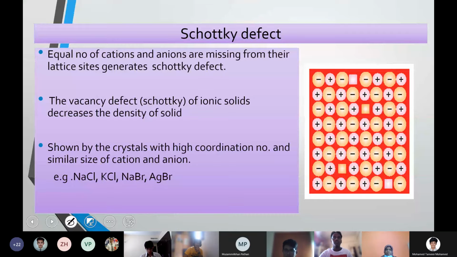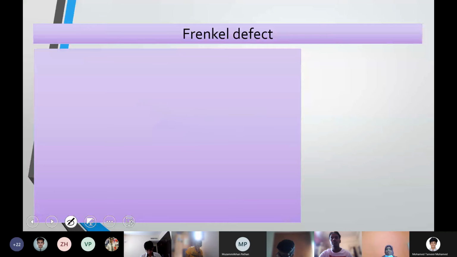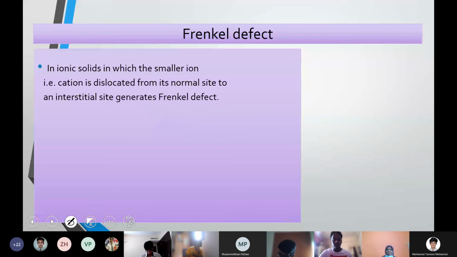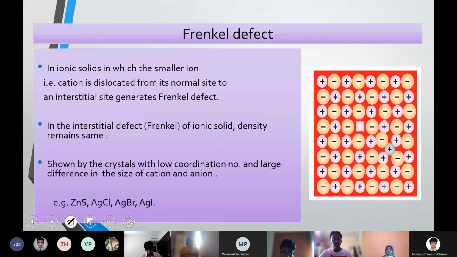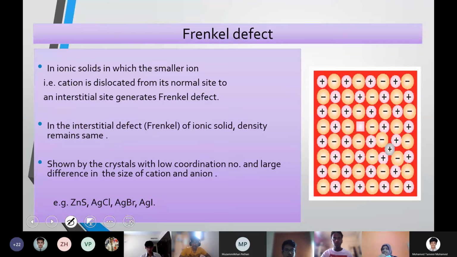Yes, ma'am. Okay. The second kind of defect is Frenkel defect. Now you will be able to explain it, I guess, by looking at the diagram. Can you identify what the imperfection in that diagram is? Where is the imperfection?